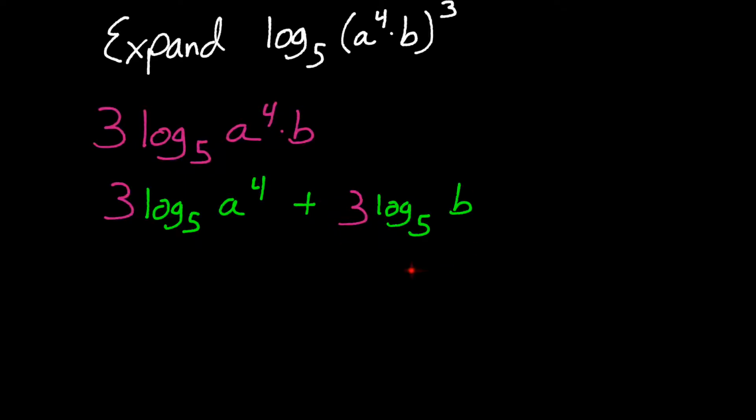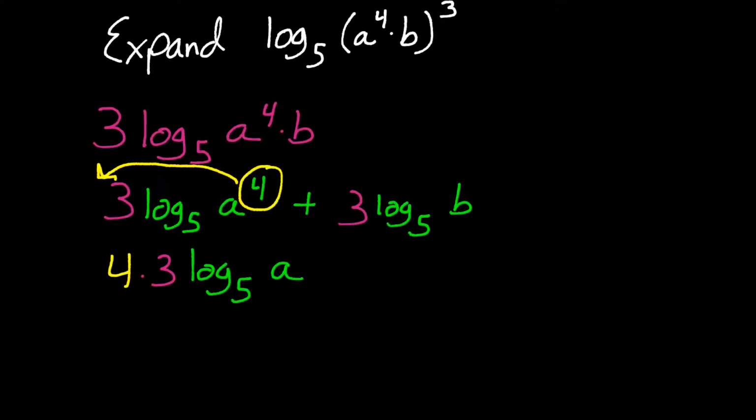Now, this side's good. This side is taken care of. But I've got to handle another power rule over here. I got to move this 4 to the outside. And what do you think is going to happen when I do that? Well, if you thought you're going to have to multiply the 4 and the 3, you're right. So it's going to be 4 times 3 times the log base 5 of a plus 3 times the log base 5 of b. And the last thing we can do is actually multiply these out.